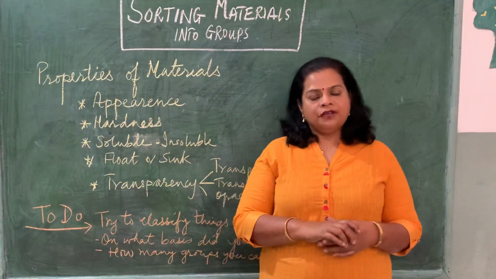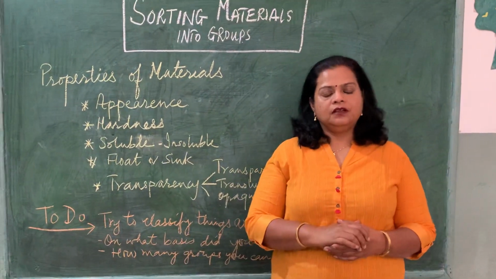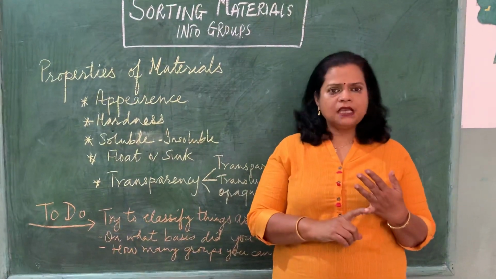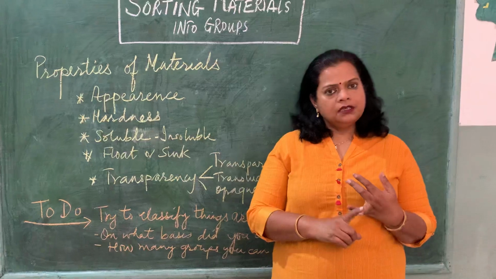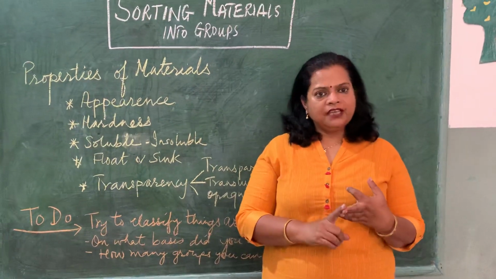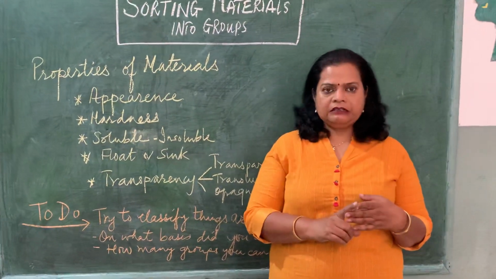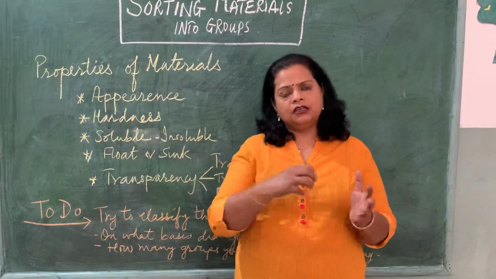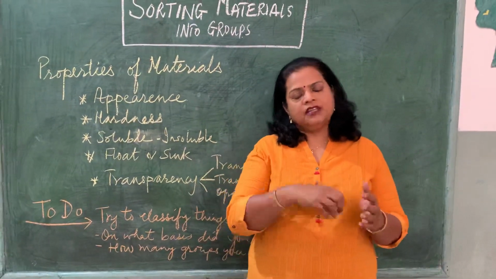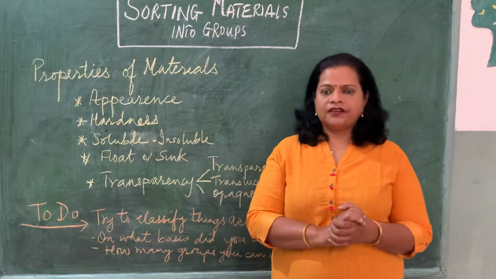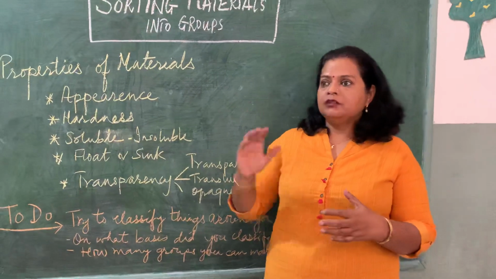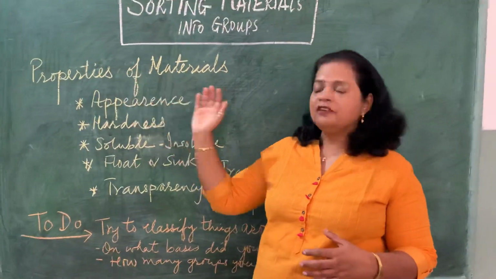So when we talk about all this material, we can classify them. Things made around us in plastic, in wood, soft things, hard things, bright things. In this way we can take a topic, a classification, and then divide the variety of things around us. So when we talk about dividing, let's see the properties of materials.